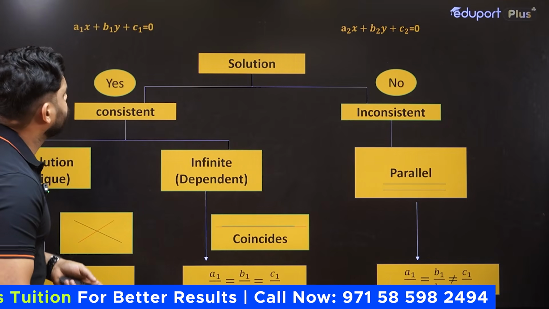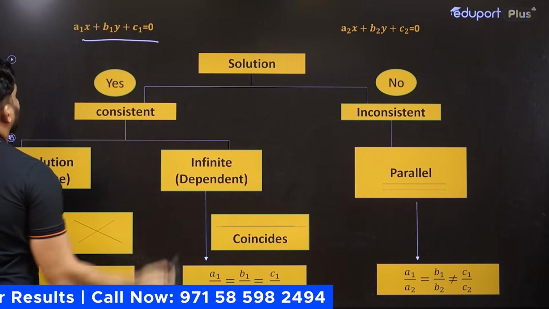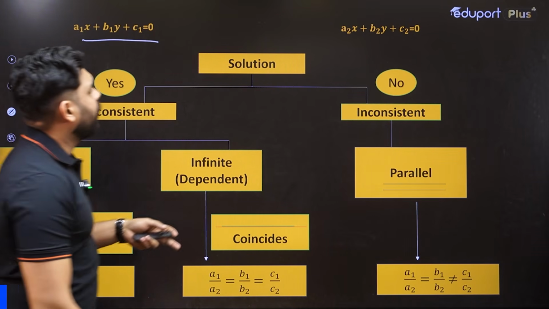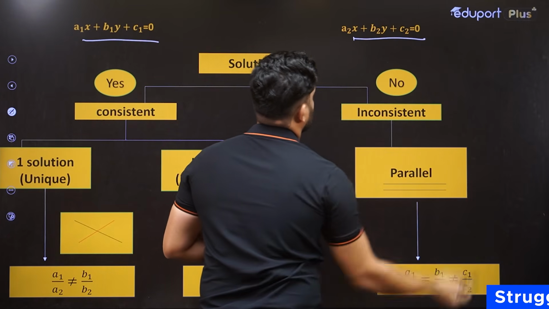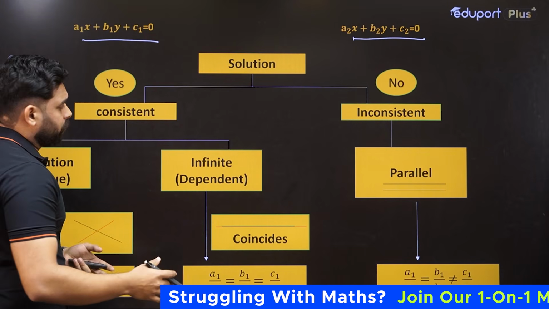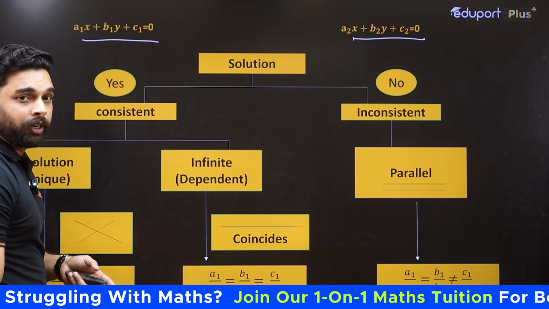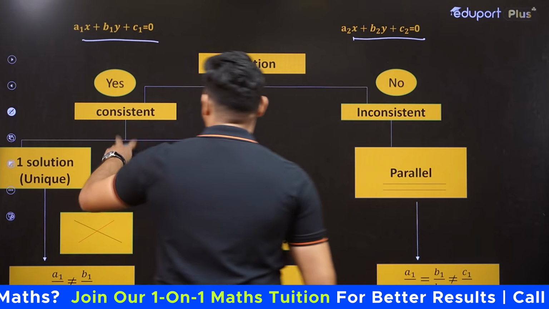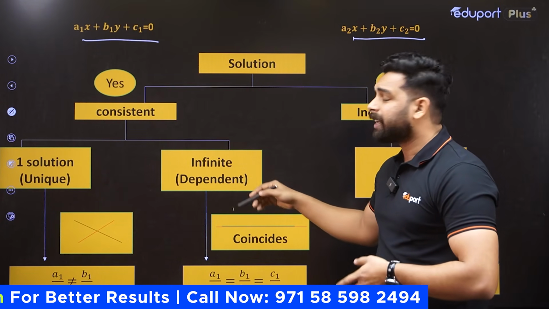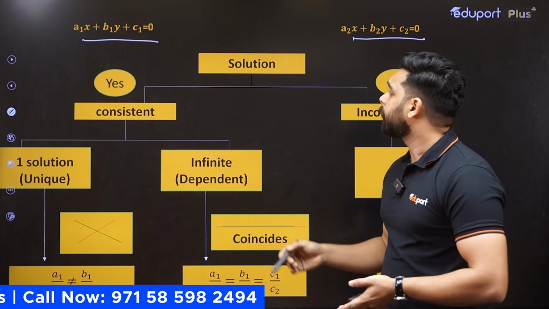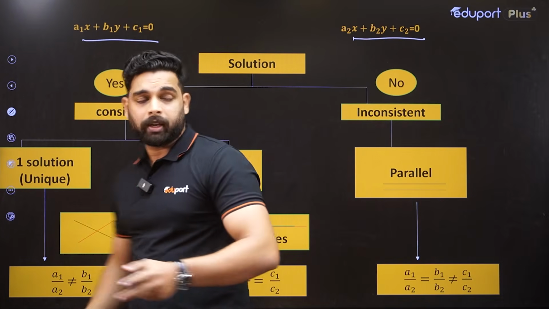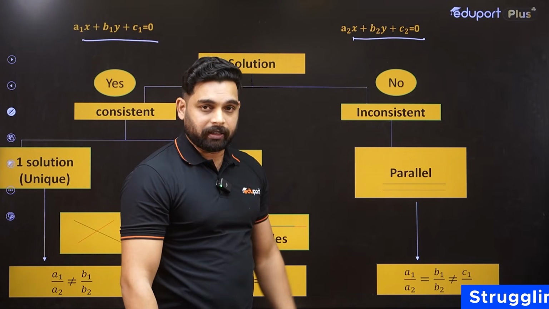First, take the equation a1x plus b1y plus c1 as the first equation and a2x plus b2y plus c2 is equal to 0 as the second one. If there exists a solution, then there will be two possible outcomes, that is either it will have one solution, a unique solution, or infinitely many solutions. If it has no solution, it is known as inconsistent, that is, they will be parallel lines.